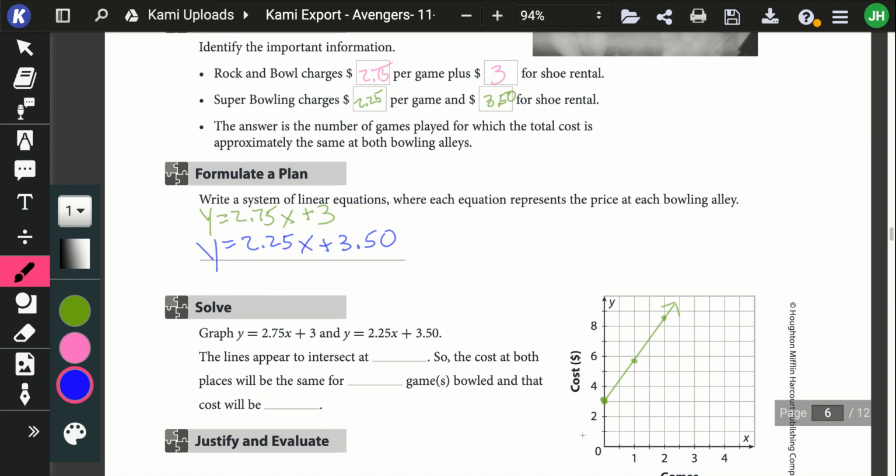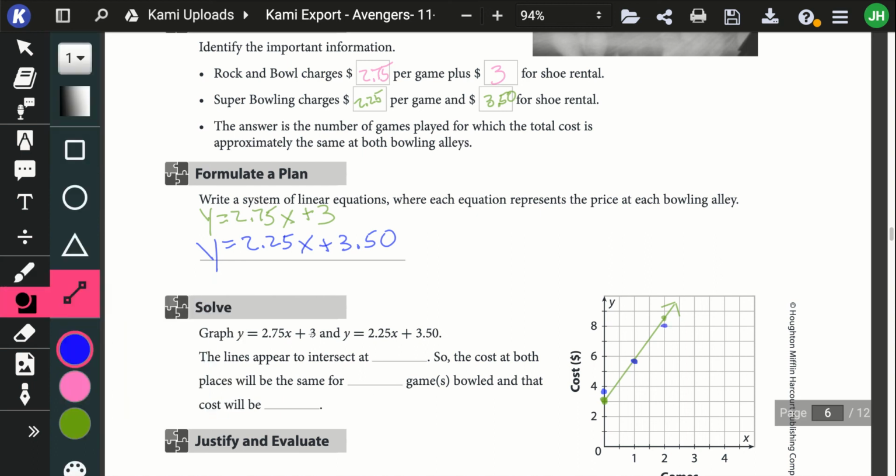When x is 0, y is 3.50, right there. When x is 1, 3.50 plus 2.25 is 5.75. Oh, look at that. When x is 2, that's 4.50 plus 3.50 is 8. So now we have this one, and we're going to go like this. Oops, I was off on the beginning of that. Let's try that again.